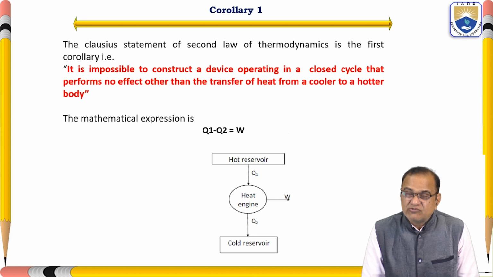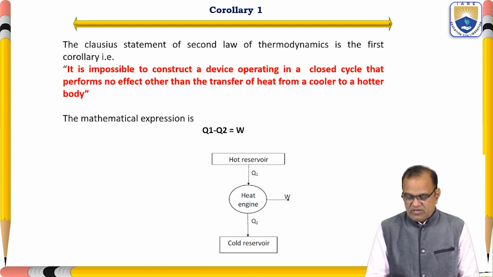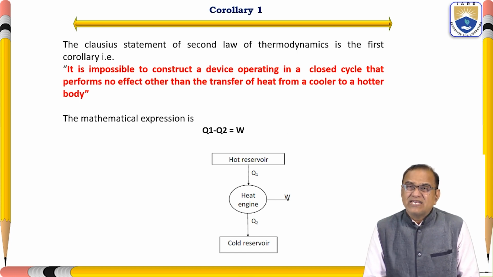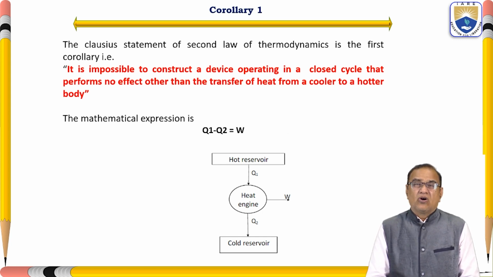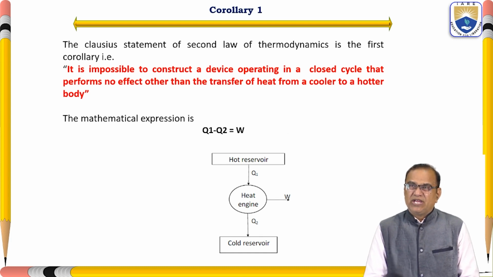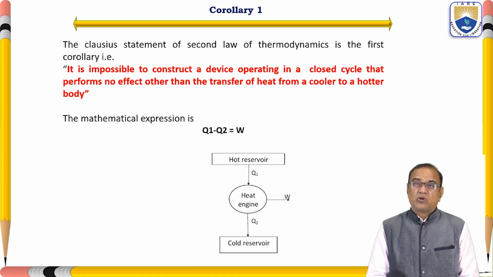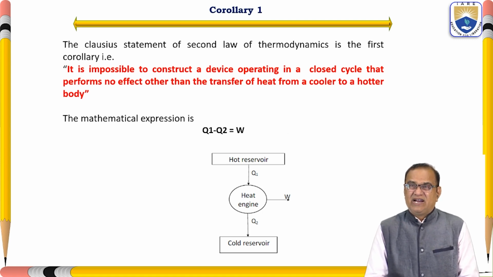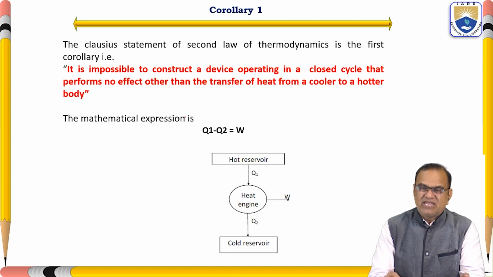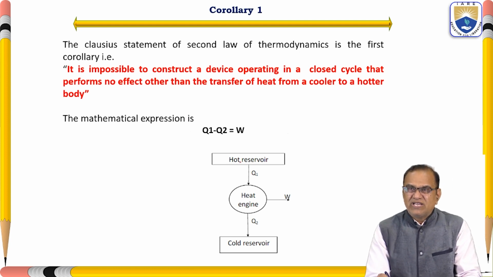Now I will go for a new topic which is called corollary 1. The Clausius statement of the second law of thermodynamics is the first corollary, that is, it is impossible to construct a device operating in a closed cycle that performs no effect other than the transfer of heat from a cooler to a hotter body. So we can say that the mathematical expression is, if it is Q1, this is the hot reservoir and this is the cold reservoir.